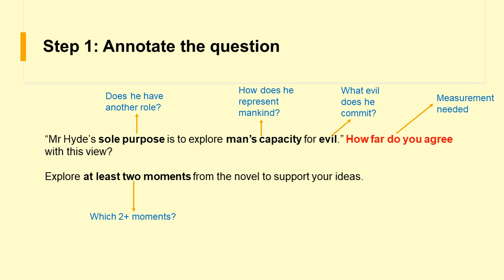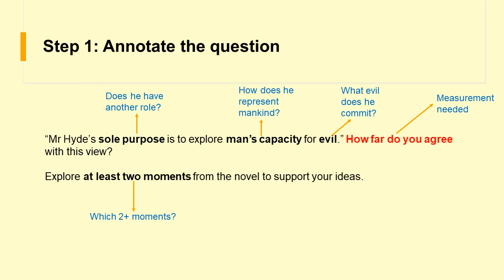How far do you agree? So you need a measurement. Do you agree to a significant extent? I would never fully agree or disagree. You should have some aspect of measurement. You can greatly agree. You can agree to a very limited extent, but I would strongly suggest that you never fully agree or disagree, because that will show a quite narrow-minded approach.